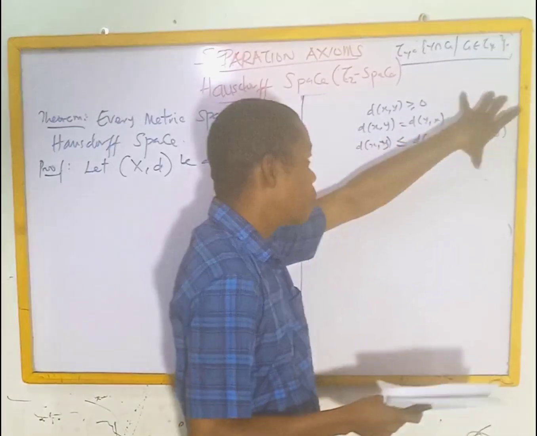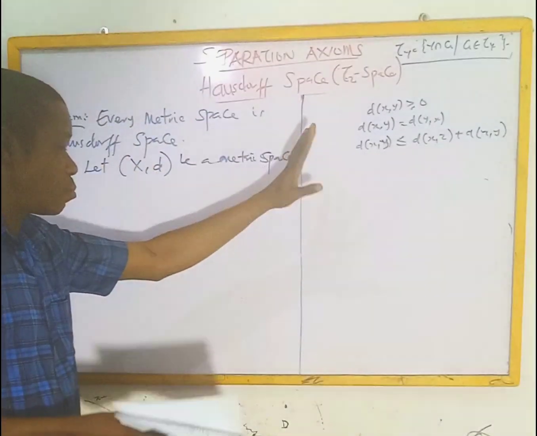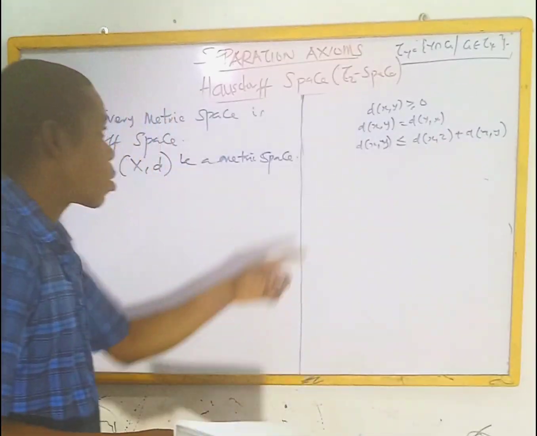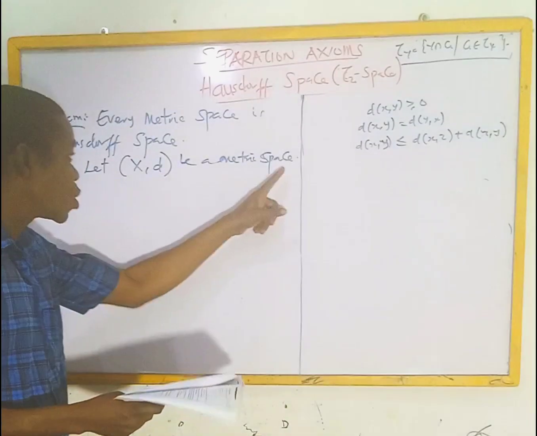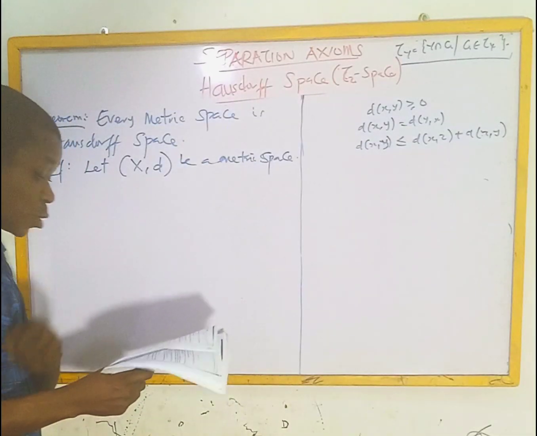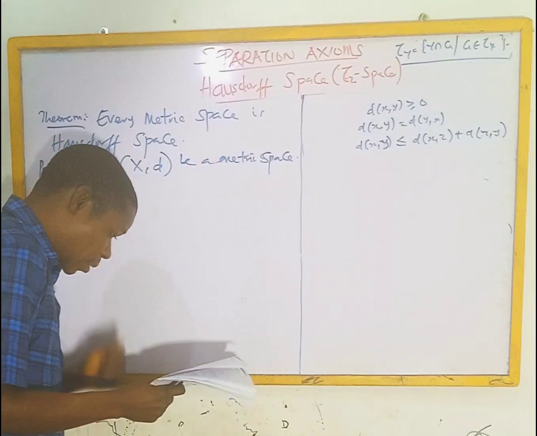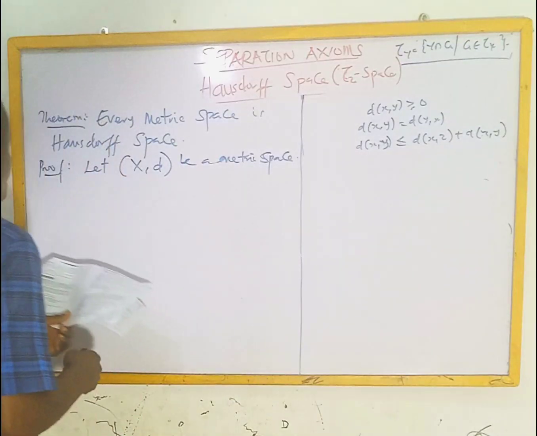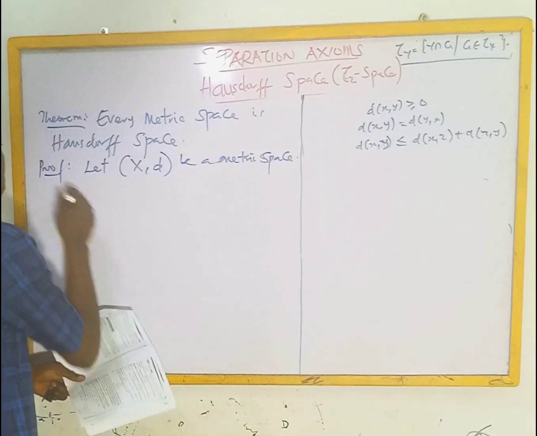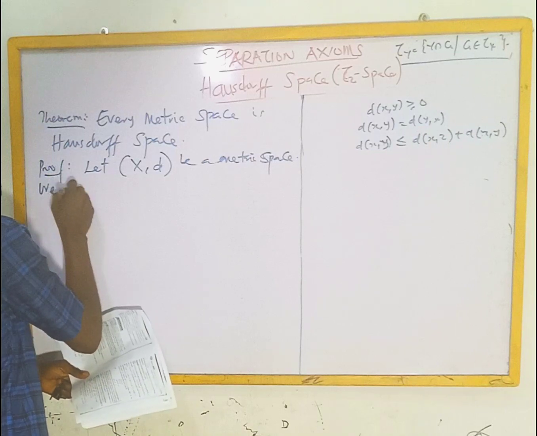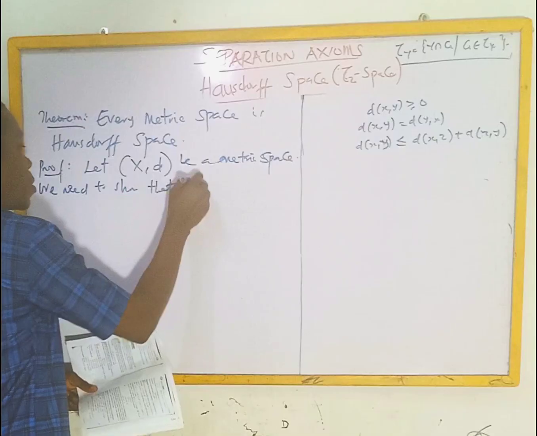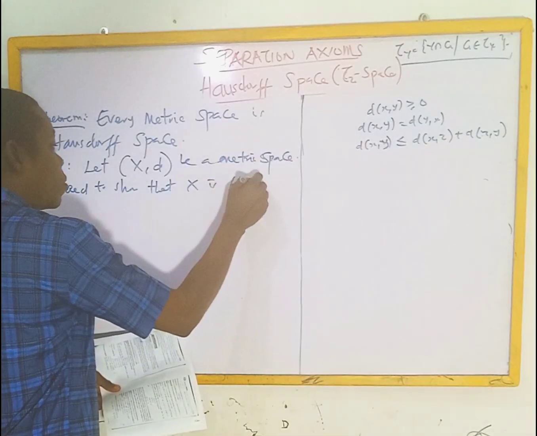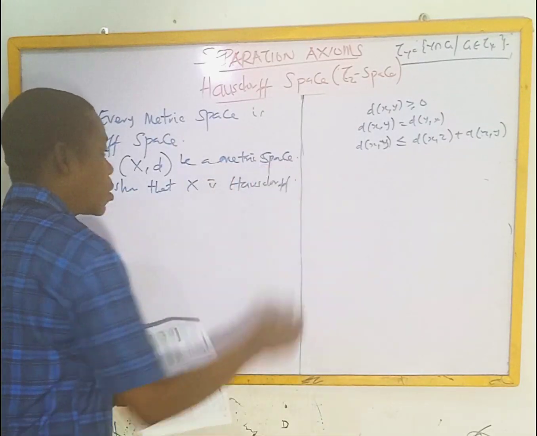You can learn more of metric spaces. Don't worry, we will still talk about more of metric spaces here. Now, let this be a metric space. Are you getting that? So when it's a metric space, then we want to show that X is Hausdorff. I want to show that it's a Hausdorff space.